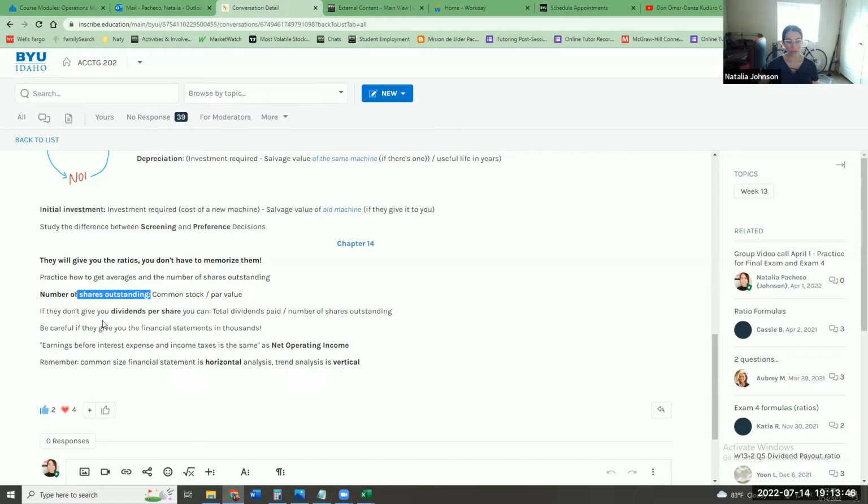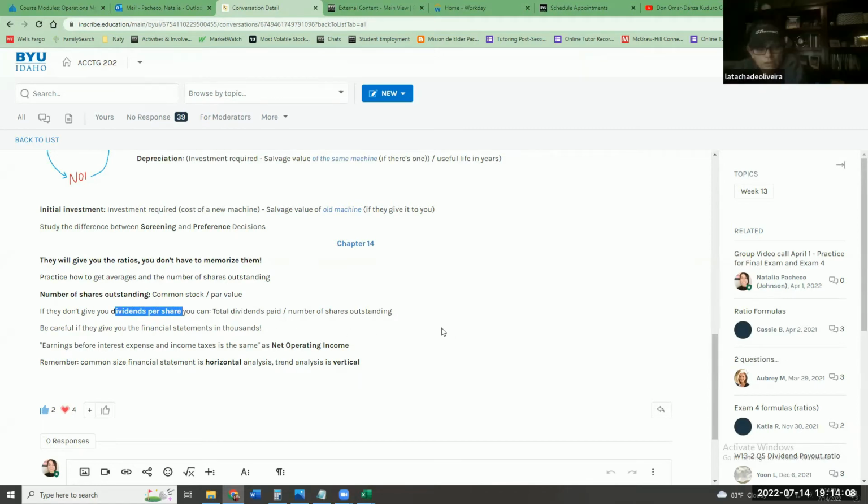Then they will tell you the dividends per share, or not. If they don't, you can just get the total dividends paid. Like if they say they paid $75,000 in the year, then you just divide that by the number of shares outstanding to find the dividends per share.